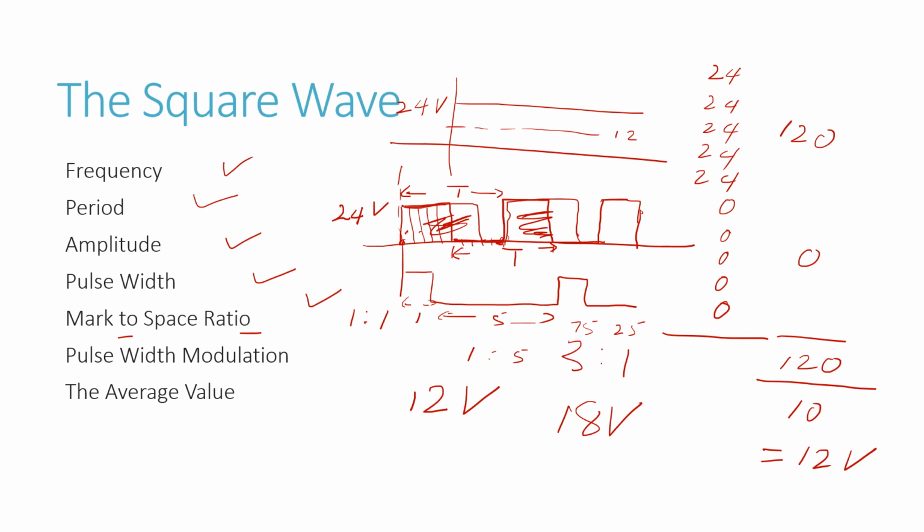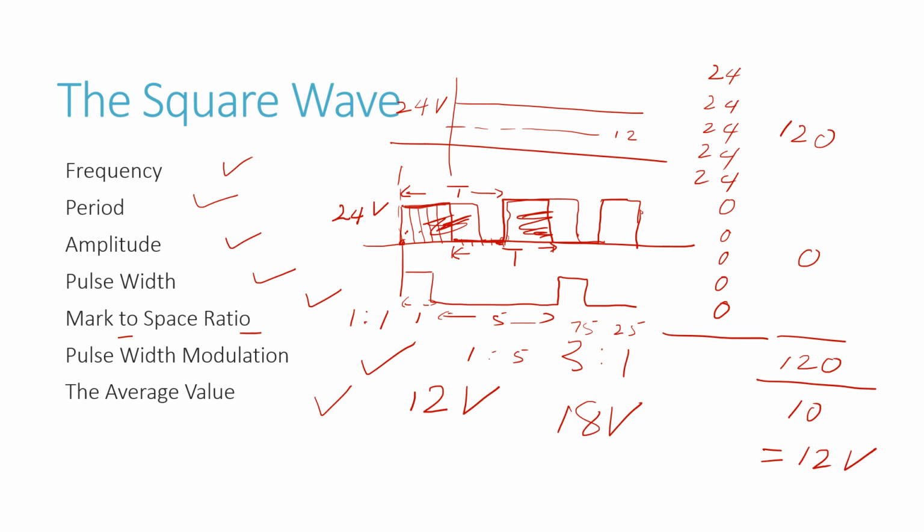So this is where pulse width modulation comes in. It's very useful in industrial controls where you want to control the speed of a motor via a computer or PLC or whatever that can actually modulate pulse width, modulate the waveform. All right. So pulse width modulation, and we've talked about the average value. All right. So I hope this helps.